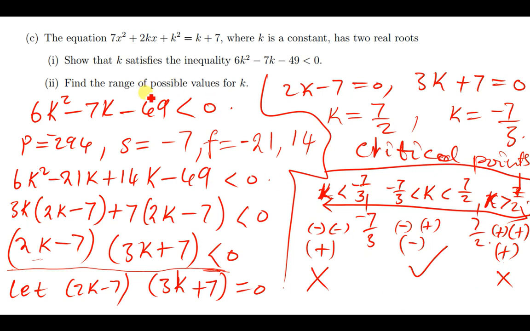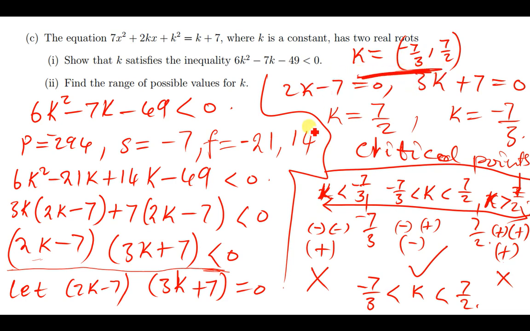So the range of values of k that they want us to find is simply from negative 7 over 3 to 7 over 2. Hence you can write this in interval notation as k is in negative 7 over 3, comma, 7 over 2. So we can write it like that. So this is the final answer. Or you can just say the range of values of k is this, and you write this.